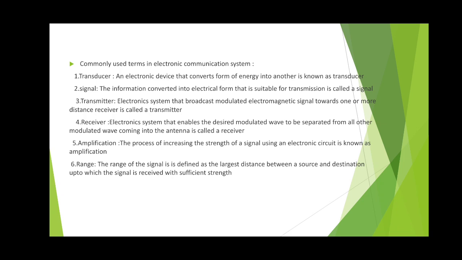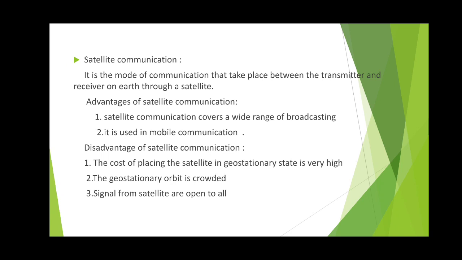So after understanding this one, now let us come to the next point, that is satellite communication. I already told you that. So today we are having a latest or advanced communication. The signal is sent from the transmitter to the satellite, and the satellite amplifies the signal and sends it to the receiver at the earth antenna. This type of communication is called satellite communication.